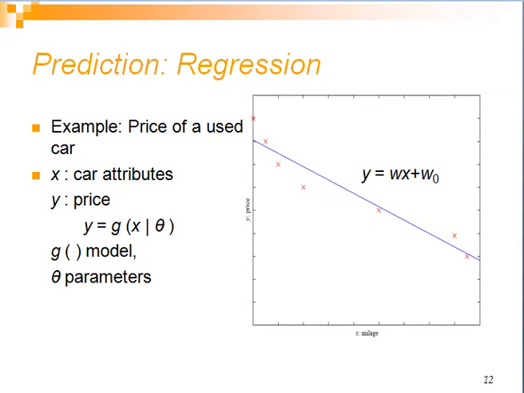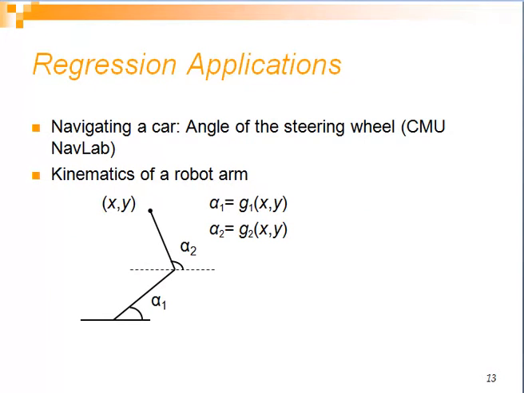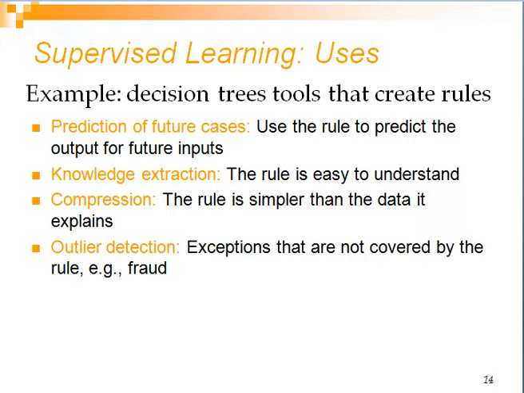Now we come to regression. Regression is, for example, the price of a car attributed using the line formula Wx + w0 = y. Then, making a gradient and the parameters, we use the graph. Then a regression application is the angle of the steering wheel, similar to that, but we are doing it in a different way. Now supervised learning is used for prediction of future classes, knowledge extraction, compression, and outlier detection. Exceptions that are not covered by the rule are also detected.